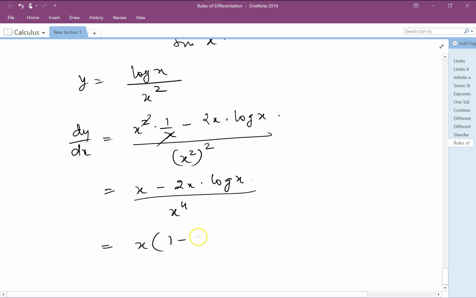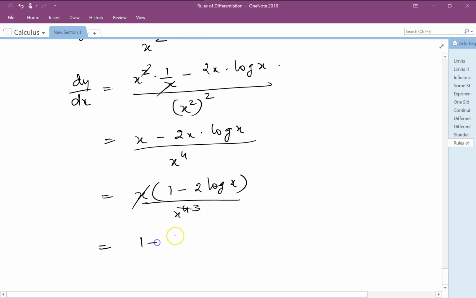1 minus 2 log x by x to the power of 4. So one of the x's will disappear. So we are left with 1 minus 2 log x divided by x cube.